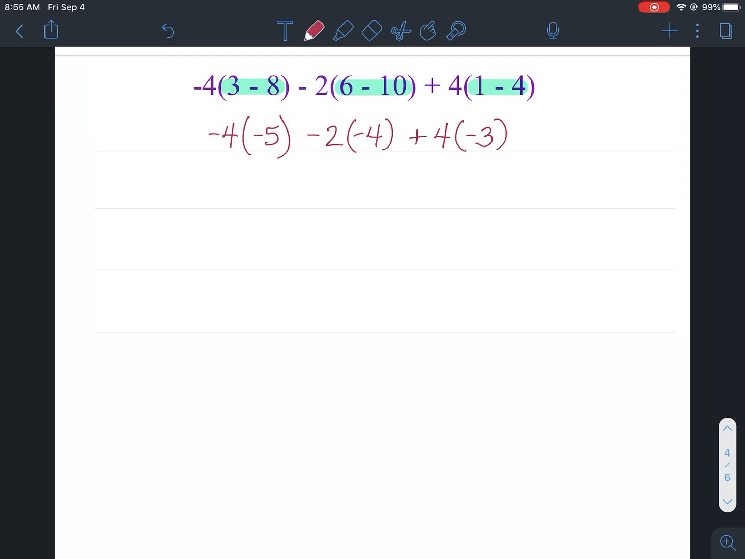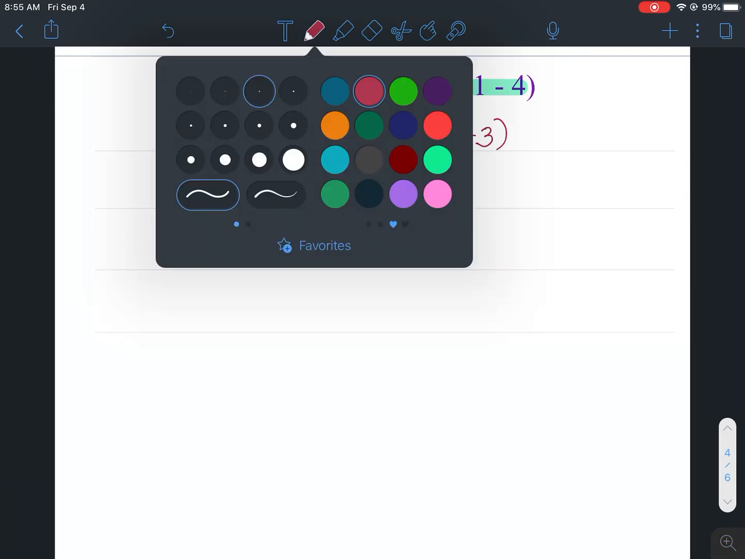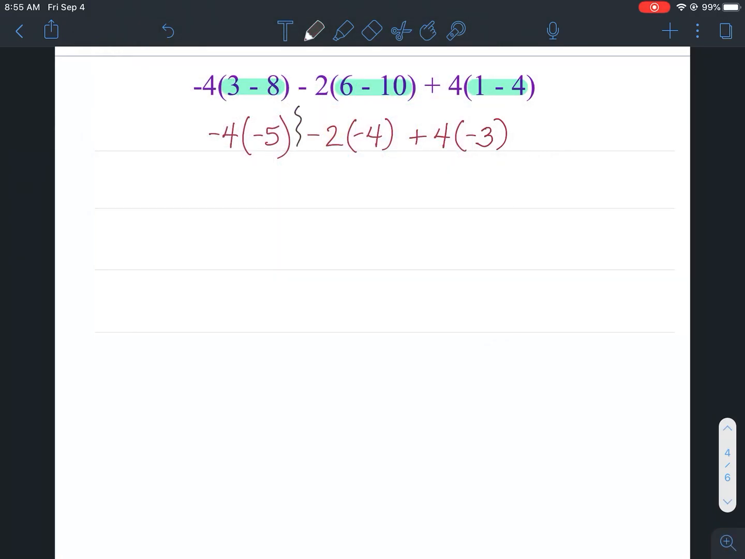All right, so now I did everything that was in parentheses. Now I need to do the multiplication. And to help you kind of separate this, there's one set of multiplication, another set, and then the last. So I'm going to multiply these numbers together, multiply these numbers together, and multiply these numbers together.